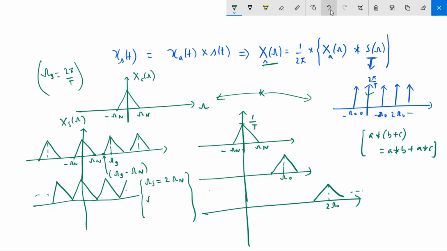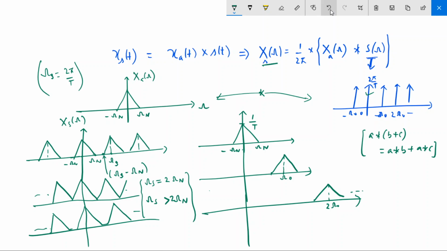If you choose omega s greater than omega n, that is more than the Nyquist rate, in this case omega s minus omega n, this point will be beyond this point. That means there is some gap between these two. So the output spectrum will be like this. There will be some gap between these two signals.